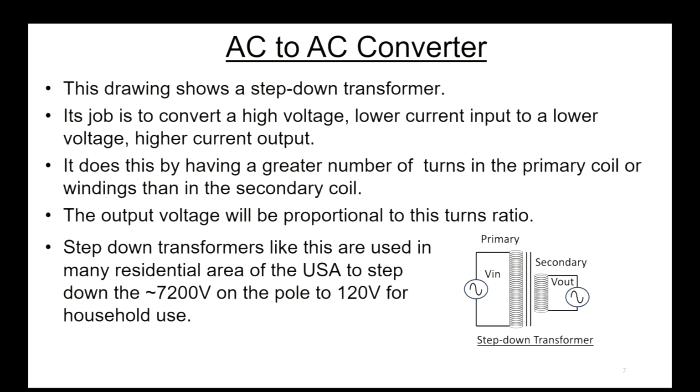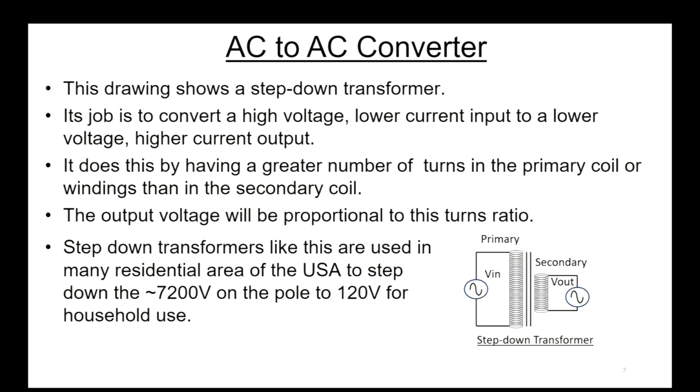The drawing shown in the lower right here is a step-down transformer. Its job is to take a high voltage, low current input and convert it to a low voltage, high current output. For AC converters, it does this by having a greater number of turns in the primary coil, which is the input coil, or windings, than the secondary coil. So the output voltage will be proportional to this turns ratio. In this case, we see a lot more turns on the primary coil on the left there.